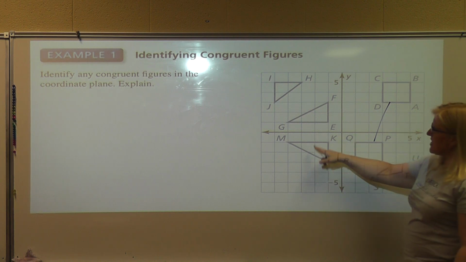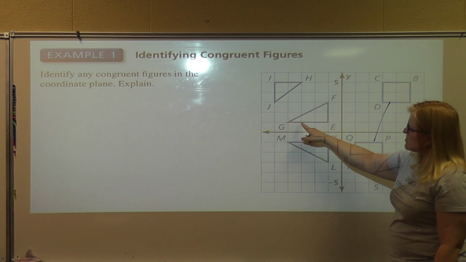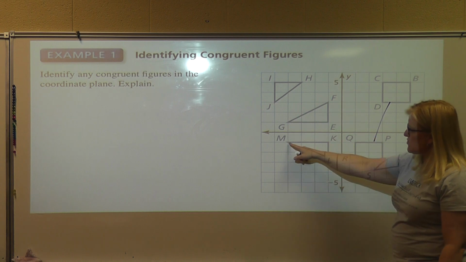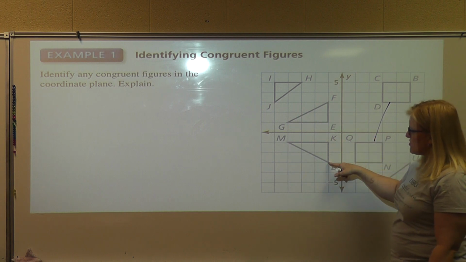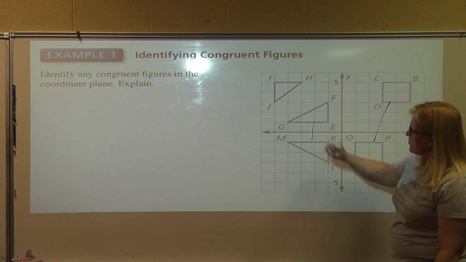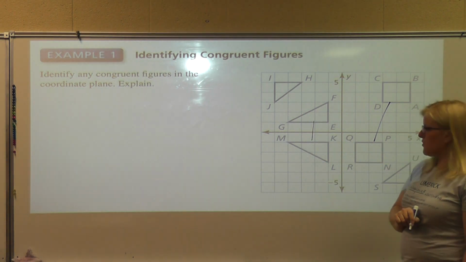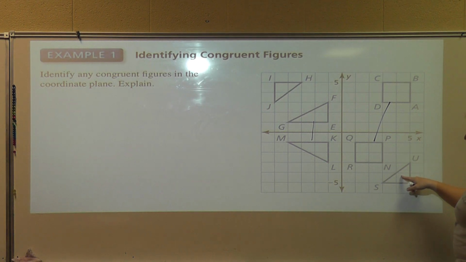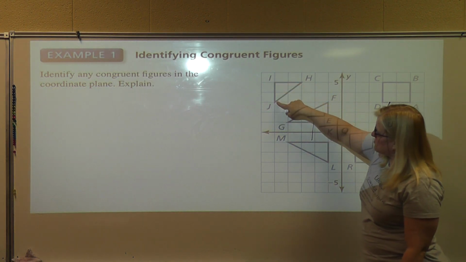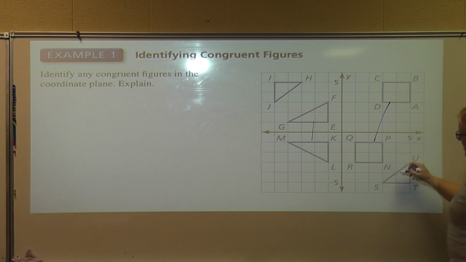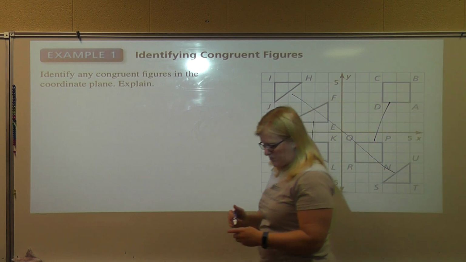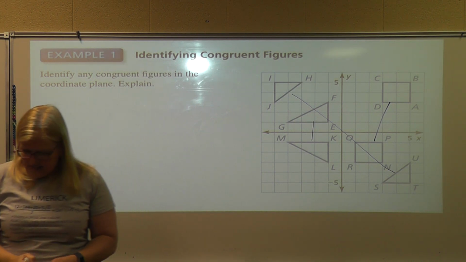Okay, this one is a right triangle, and it's 3 units across, 2 units up. This one's also a right triangle with 3 units across, 2 units up. So these two are congruent. And then we're just left with triangles that are 2 by 2, 2 by 2. So those two are congruent. Pretty simple, I think.